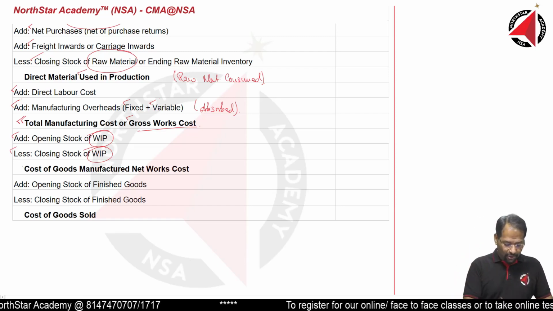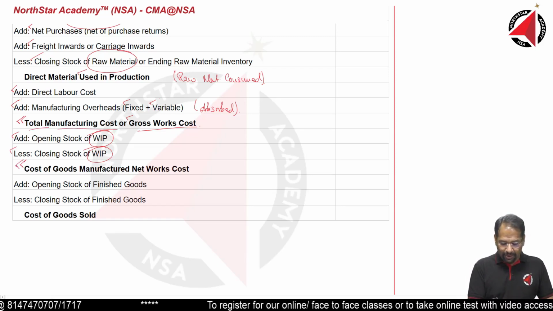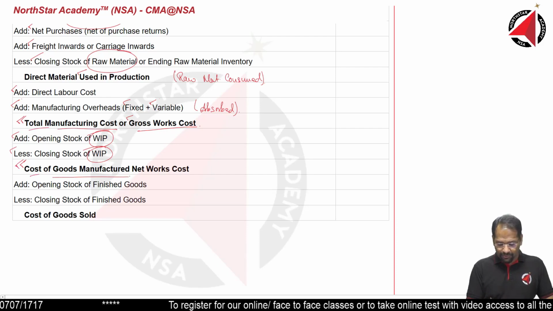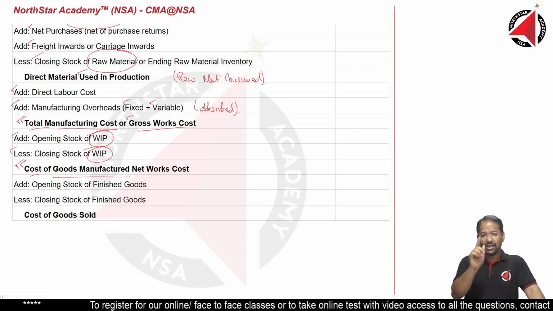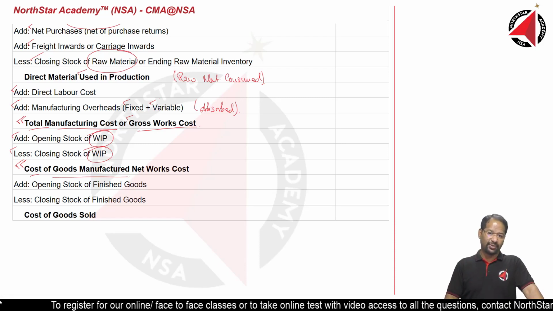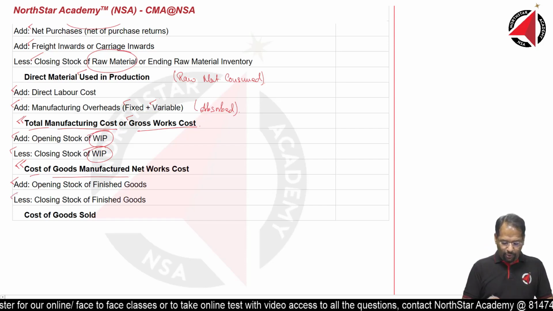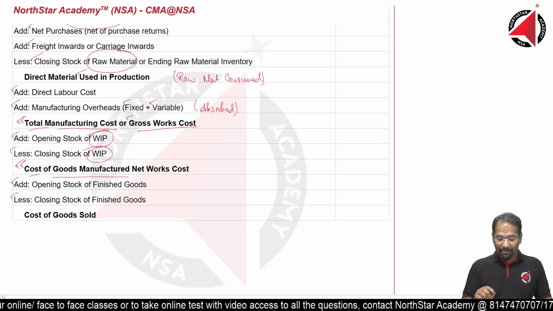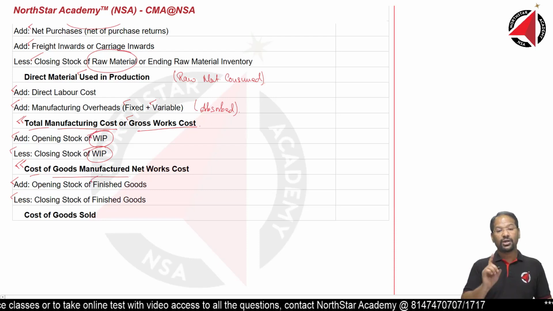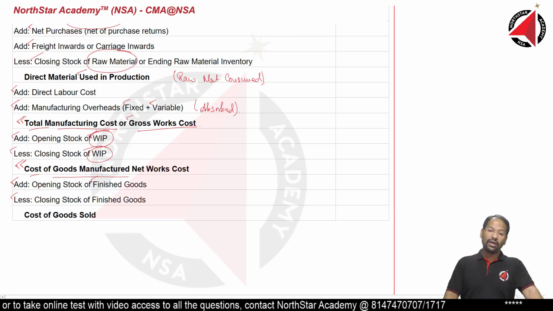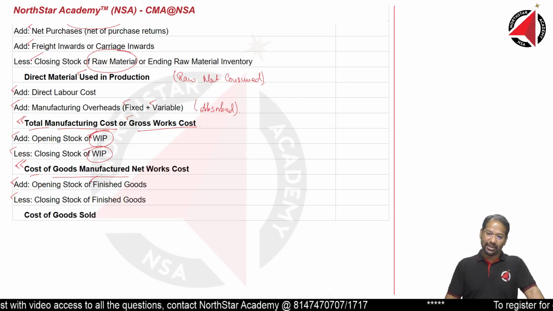Important word is cost of goods manufactured. Remember, here it is called total manufacturing cost. Here it is called cost of goods manufactured. Very important difference. Looks very similar, but the difference is very, very significant for you. From that, you add opening stock of finished goods and subtract closing stock of finished goods. Remember, first one was raw material, then came WIP, and then comes finished goods. In all the three stages, opening stock was added and closing stock was subtracted.